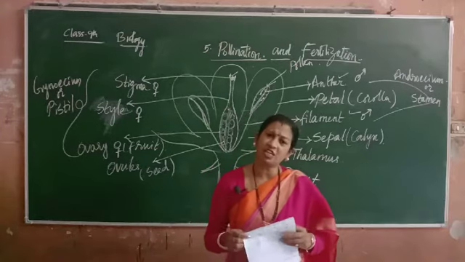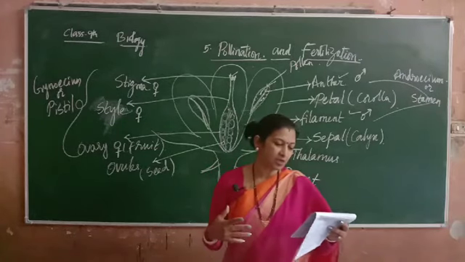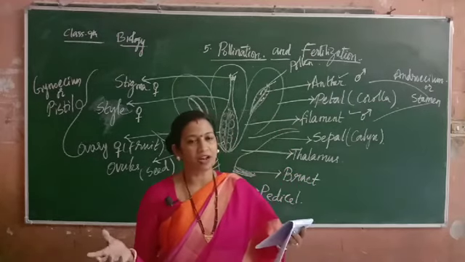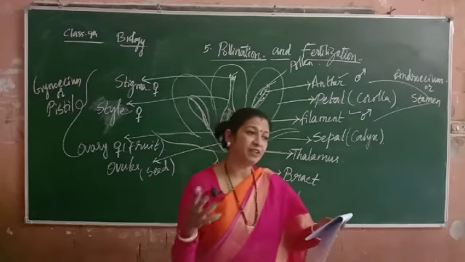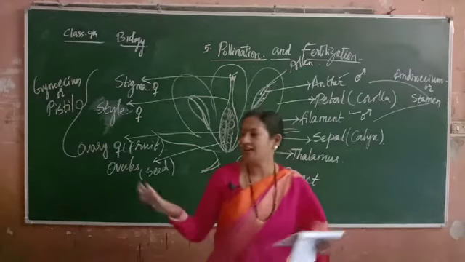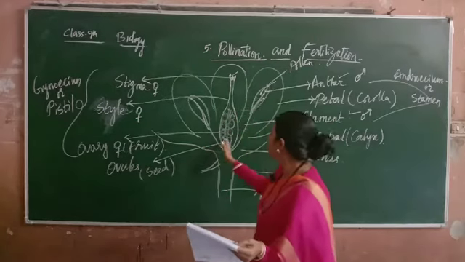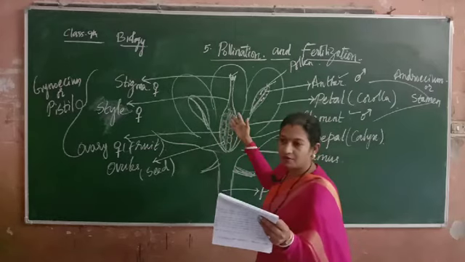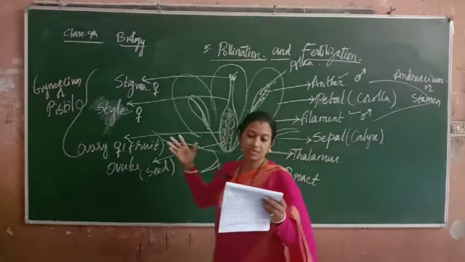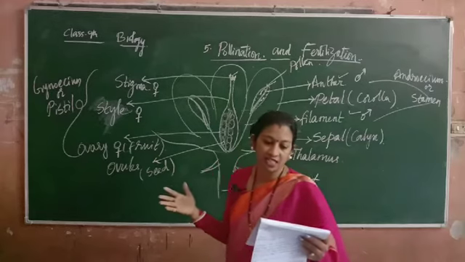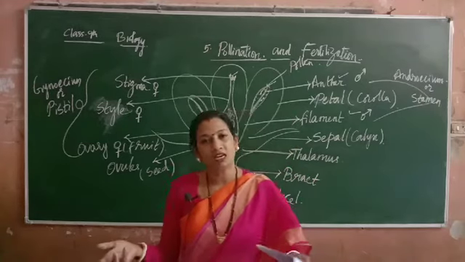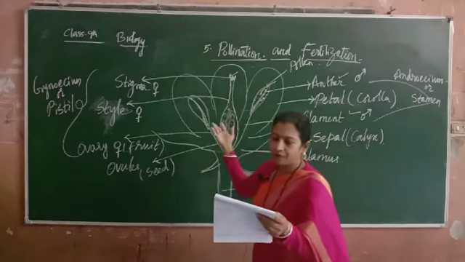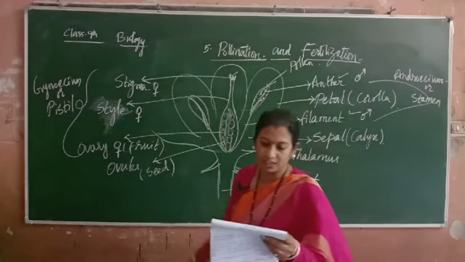Now, what are the causes of self-pollination? Why will self-pollination take place? First is because of bisexuality, both male and female organs present in the same flower. Like this is a bisexual flower in which you see male and female organs are present on the same flower. Then next is homogamy. In homogamy, anther and stigma of the same flower mature at the same time. That means maturity of these two is at the same time. So also you will have self-pollination.